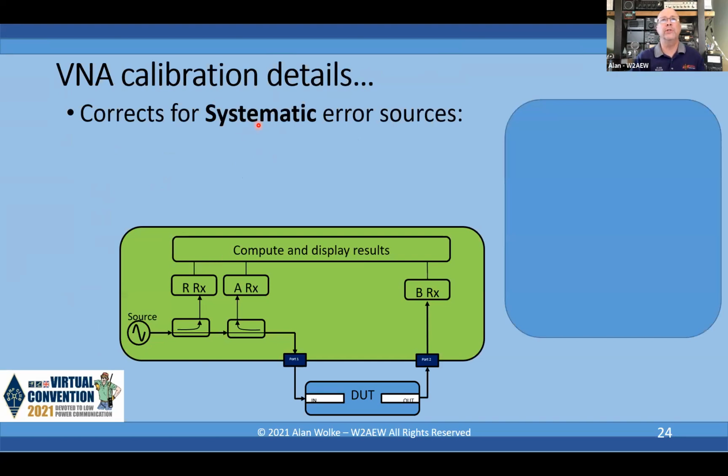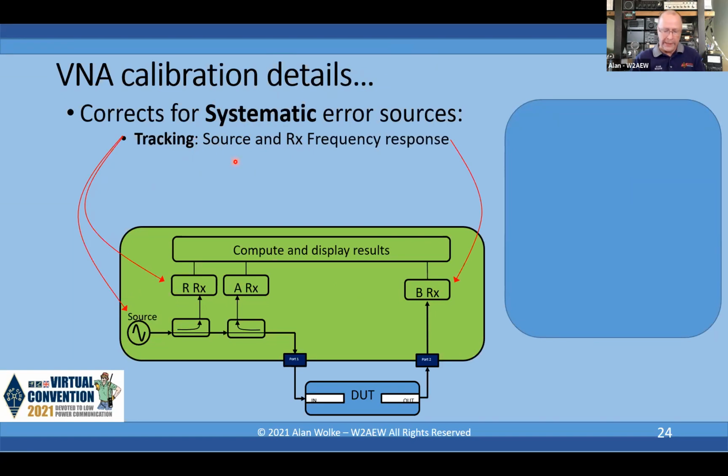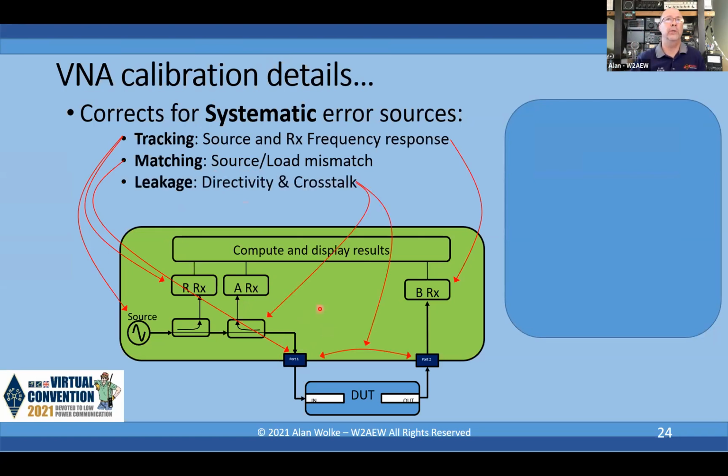It corrects what we call these systematic errors. Tracking errors are the frequency response of the source and the A and B receivers. Those are tracking errors that get removed. There are also matching errors that get removed. If the ports aren't perfectly matched in impedance, you could get some reflections just due to the device or the instrument itself. So the matching errors will get reduced by doing the calibration.